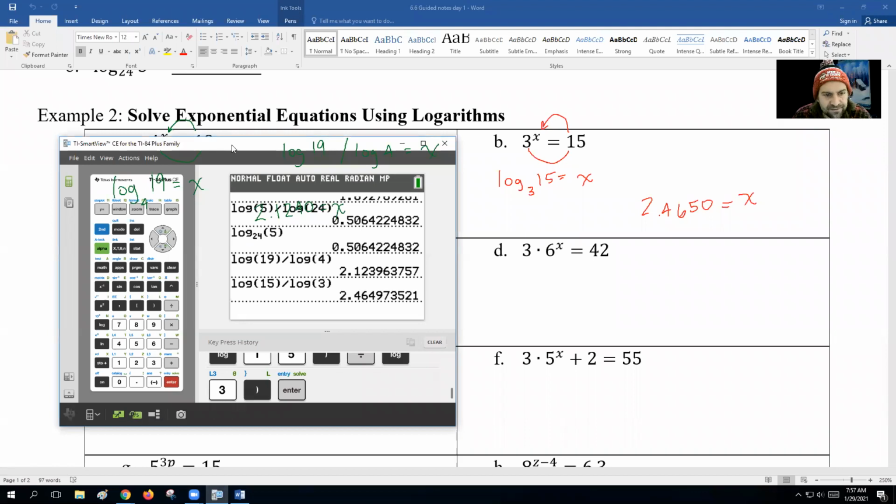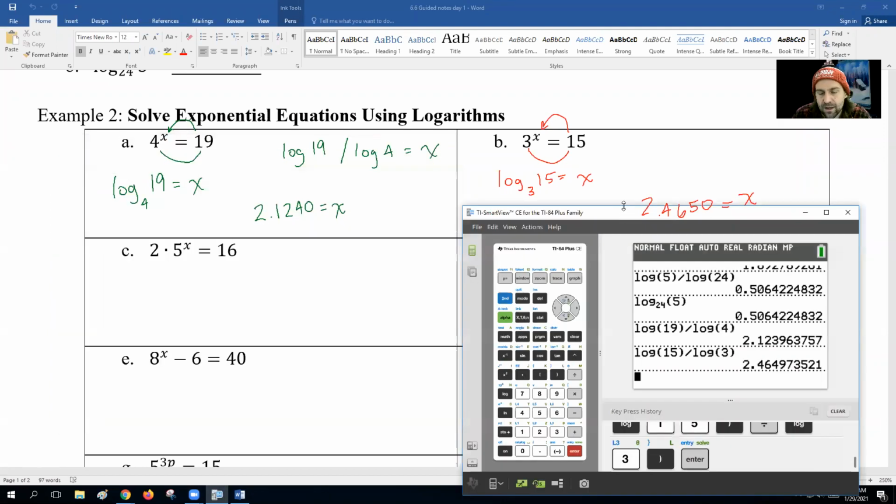Okay, what if we have 2 times 5 to the x power equals 16? Well, if we ever need to solve for x, it's just like a radical here. We need to isolate this term before we do the loop and swoop. So we got to divide by 2 since it's being multiplied. So we got 5 to the x power equals 16 divided by 2 is 8. Then what we'll do is loop and swoop to set up our log. So we got log base 5 of 8 equals x.